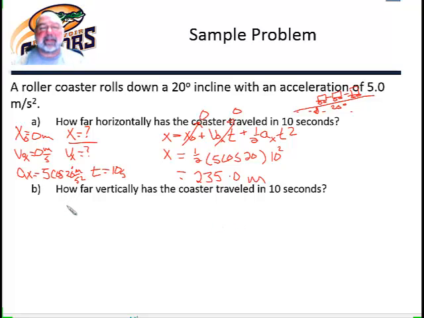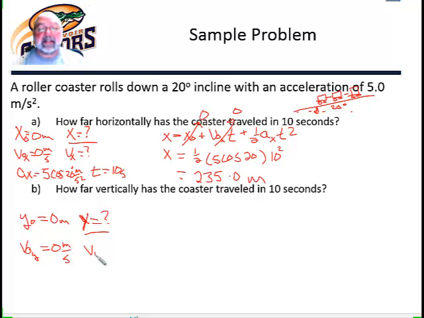Final part is how far vertically has the coaster traveled. Make my table again. y0, assuming it's starting at the top, is 0 meters. I'm looking for the final location, which is y. Initial velocity in the y direction is equal to, well, 0 again. It started from rest at the top of the hill. I'm making that assumption.